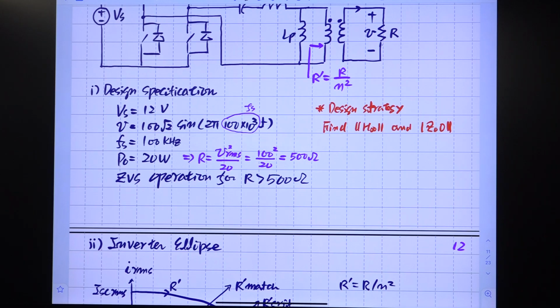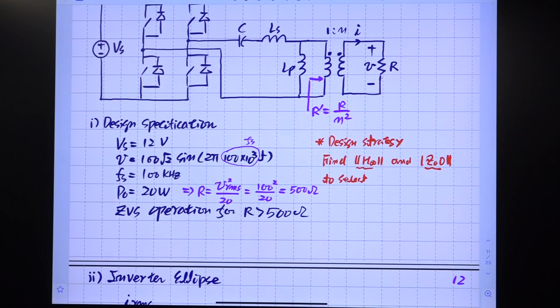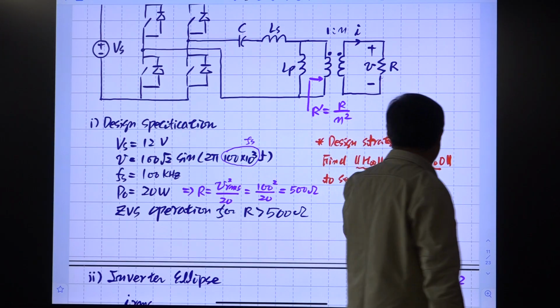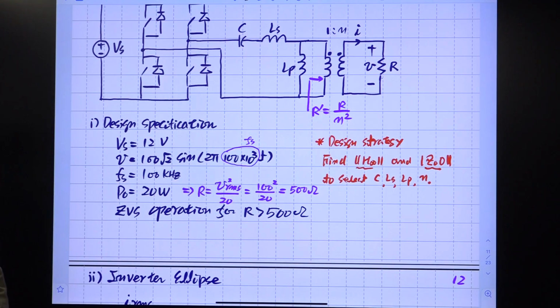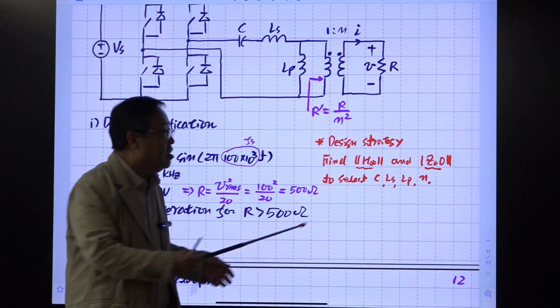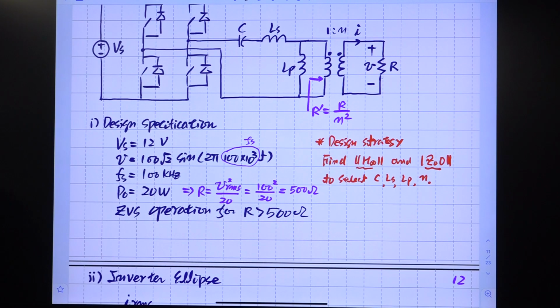So first determine this, and from this information, select these values C, LS, LP, and N. Four parameters need to be determined. So you have two conditions. So you determine two, and to fix the other two parameters, you should use your knowledge about operation of this circuit, engineering insight as necessary, to determine the other two. So we'll go through this step by step.